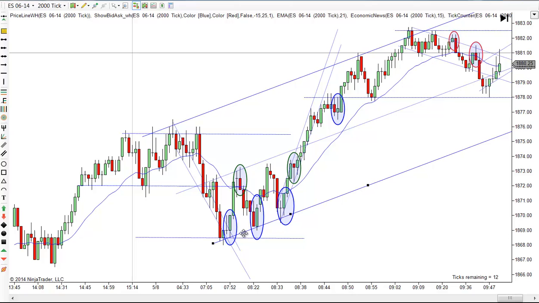So great place to think about possibly getting long. Goes up, and I considered making this one green as well, but I think it's really a nice two-legged correction. Again, there's two measured legs. You got a higher high and a higher low in place. That's what reversals look like.